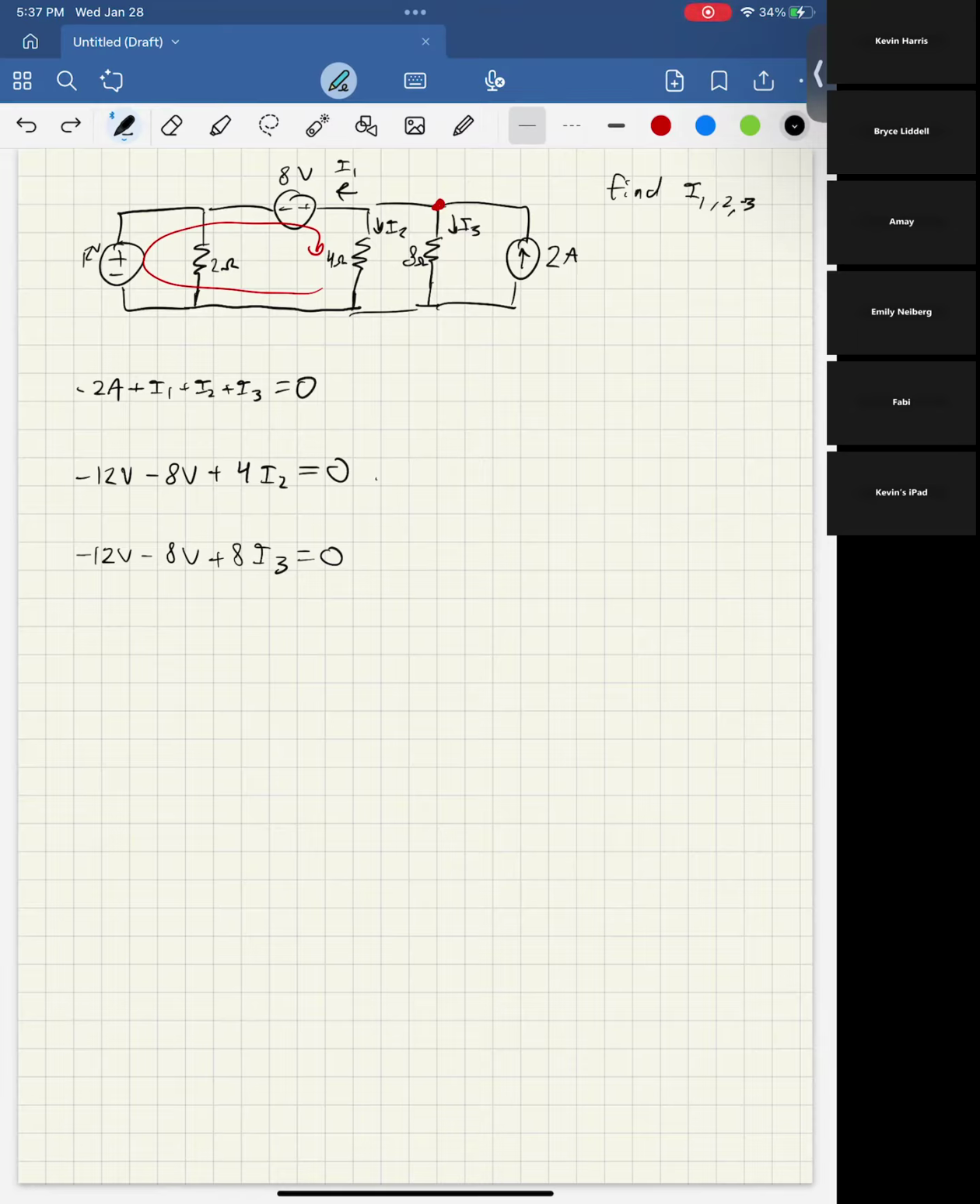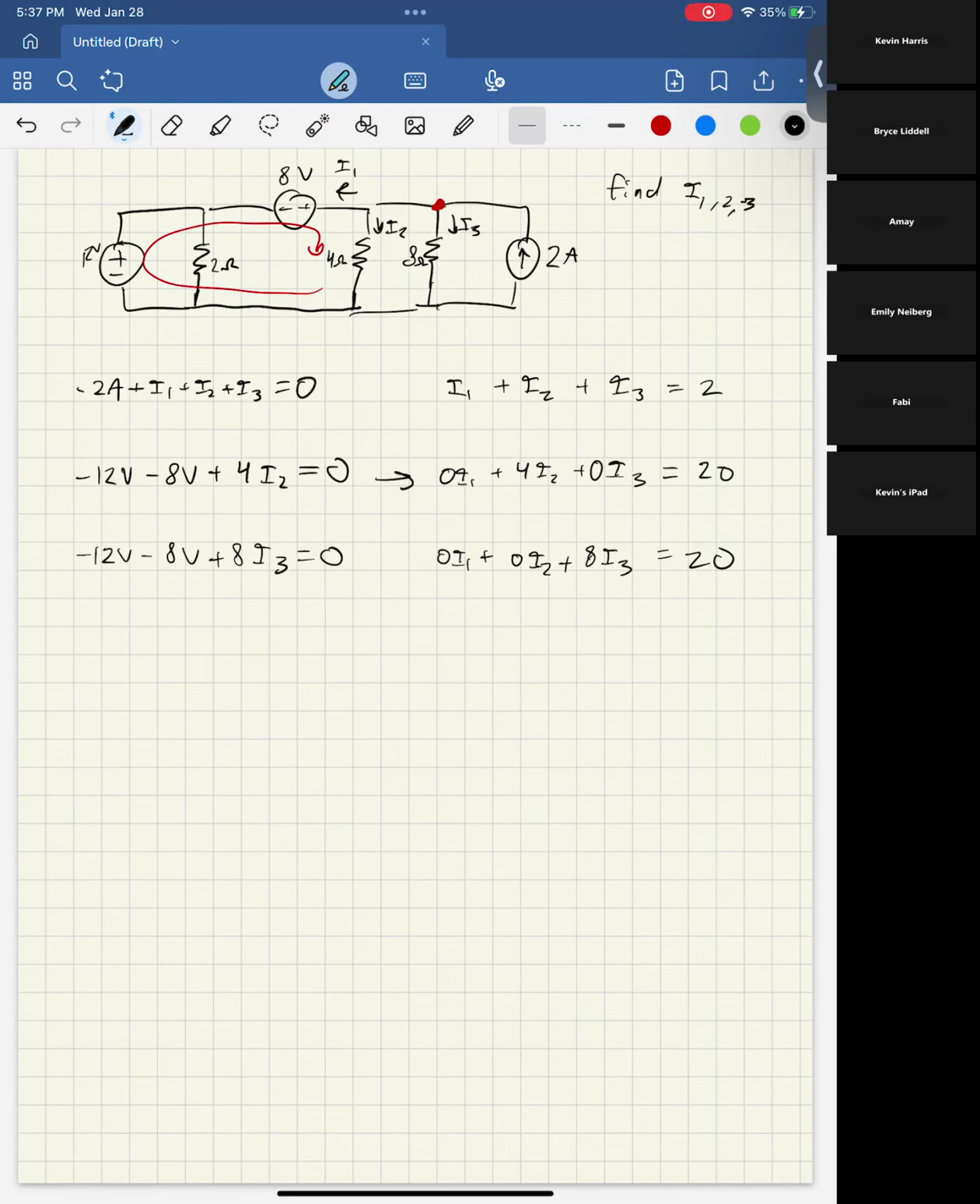So here we would transfer this and we'd make this, okay, I1 plus I2 plus I3 equals 2. And then we could have 0 I1 plus 4 I2 plus 0 I3 equals 20. And then we have 0 I1 plus 0 I2 plus 8 I3 equals 20. Right? We see how we got that.